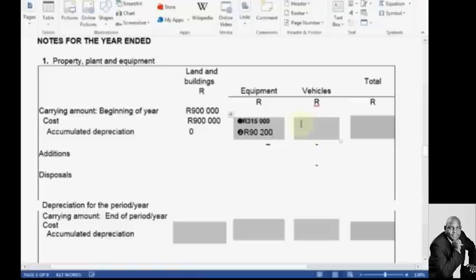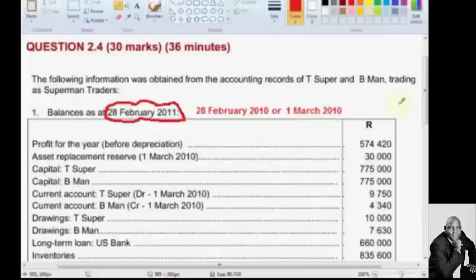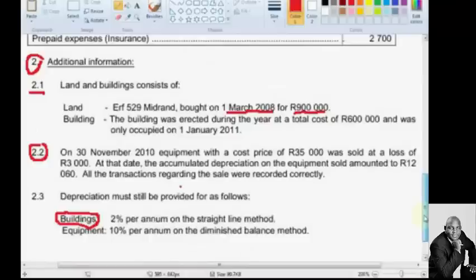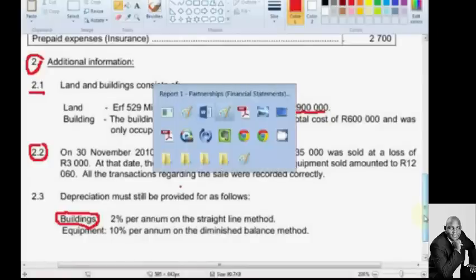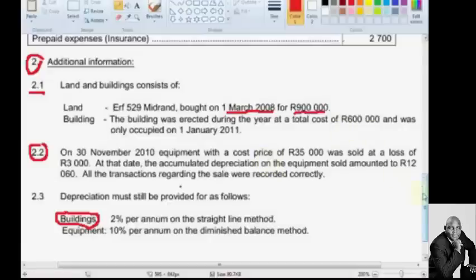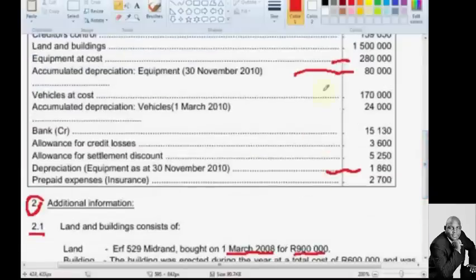Okay, let's go to the vehicles. On the vehicles, I also need to find the cost of all our vehicles at the beginning of the year. Normally I will start at the additional information. Do we have anything on vehicles here? Let's go to the other page. There's nothing here. Then I need to go back to our trial balance and look for anything that talks about our vehicles. Here it is, it's 170,000.